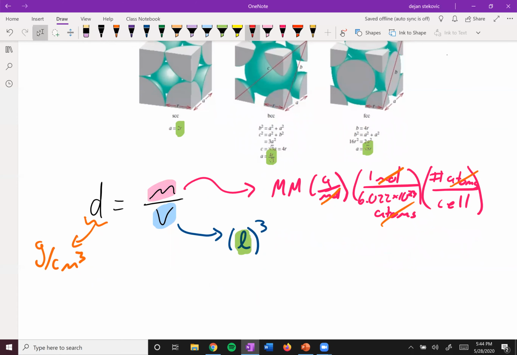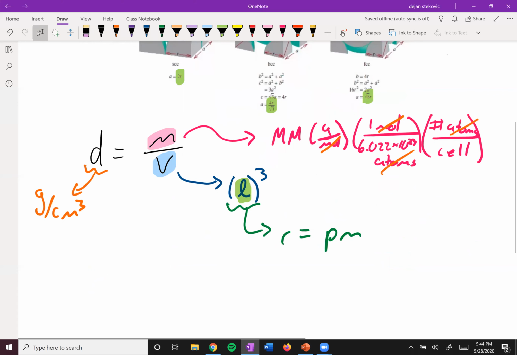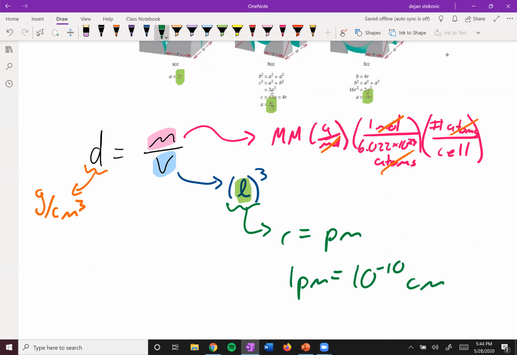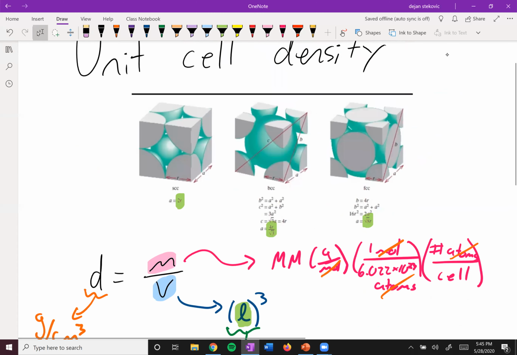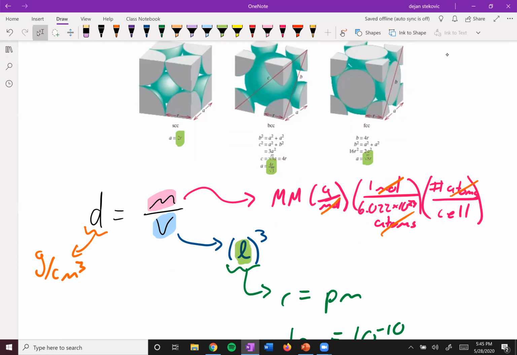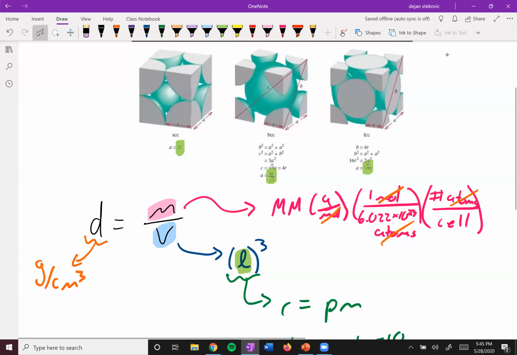The other thing you have to be careful of is that these radii are generally given in picometers. We need to transform those into centimeters. So the conversion here is that 1 picometer equals 10 to the negative 10 centimeters. So we'll do an example of that in the next video. But this is the general theme of these types of questions. You want to take this density equals mass over volume and break it down into the constituent parts.